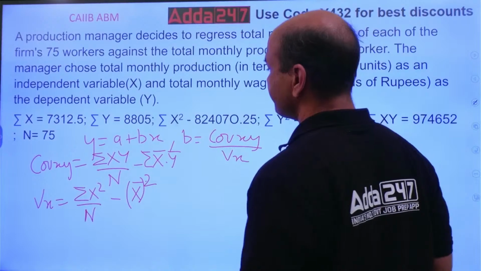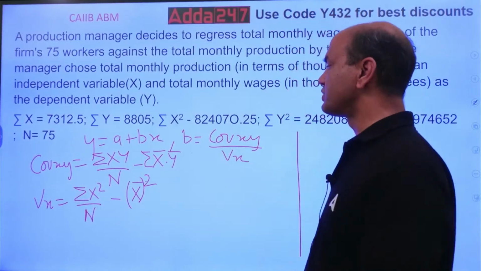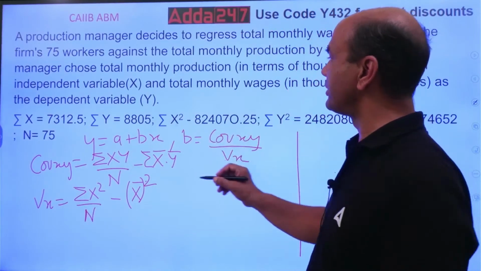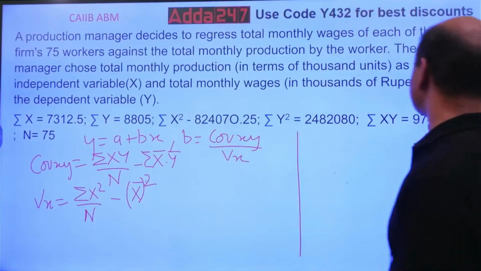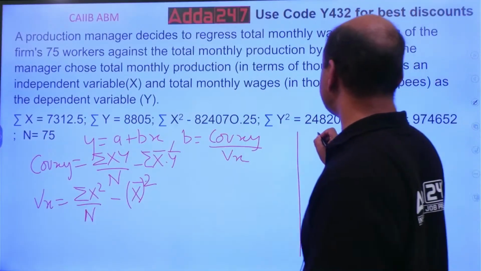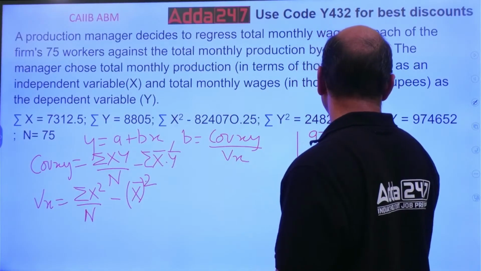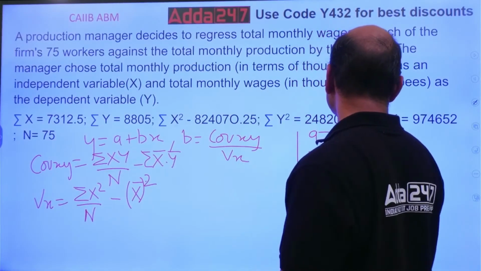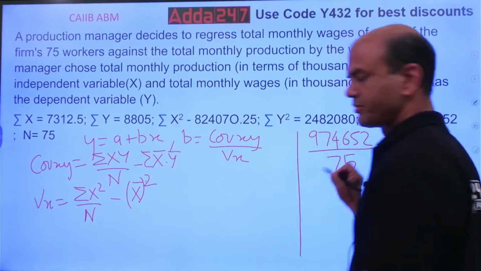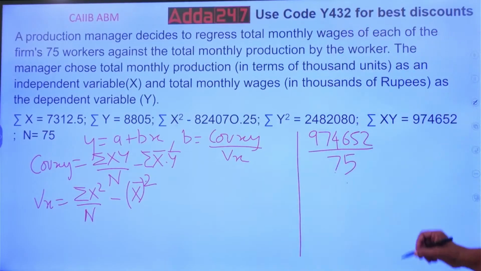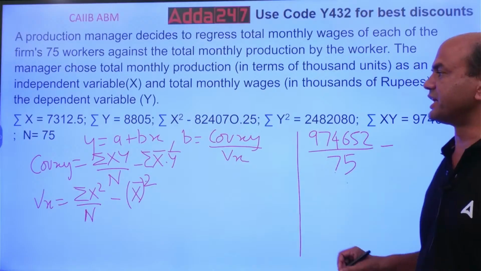Okay, so now covariance of xy. What is covariance of xy? Summation xy upon n. Is it given? So the summation xy upon n is given: 974652 upon n. What is n? 75. Right? 75 minus x bar dot y bar.